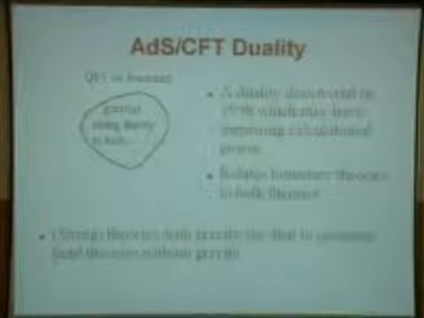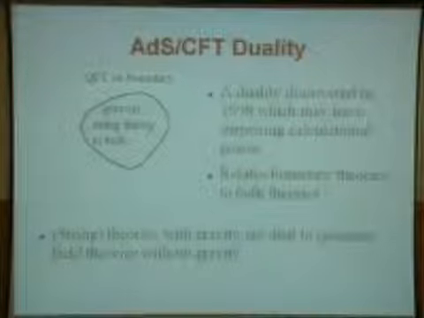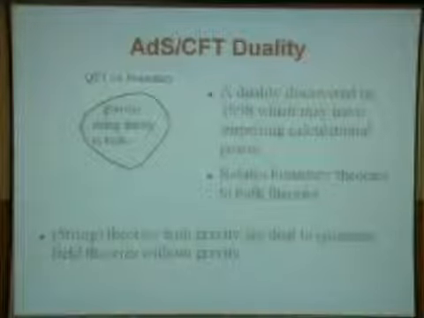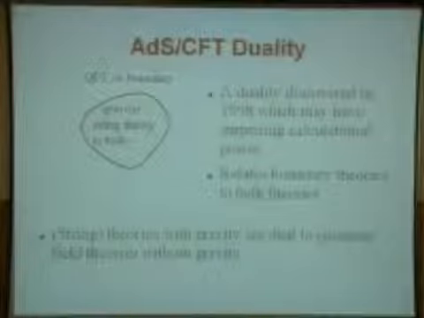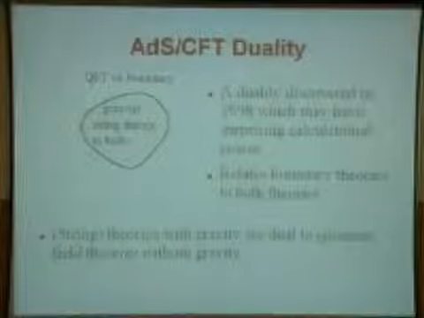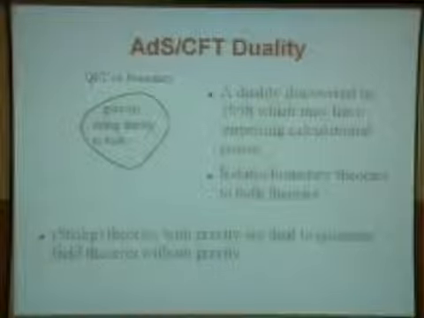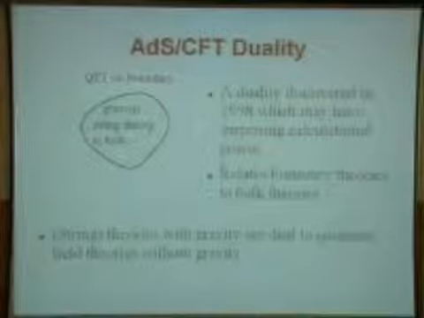So the last topic of the talk is the AdS-CFT duality. So never mind the words AdS and CFT. What is this duality? Well, it was discovered by Maldacena in 1998, and it may have surprising calculational power. So what's the theory? It relates boundary theories to bulk theories. So you may have some theory described in a space, like Minkowski space or whatever, with gravity. That theory is dual to another theory, a quantum field theory, living on the boundary of the space, which does not have gravity.